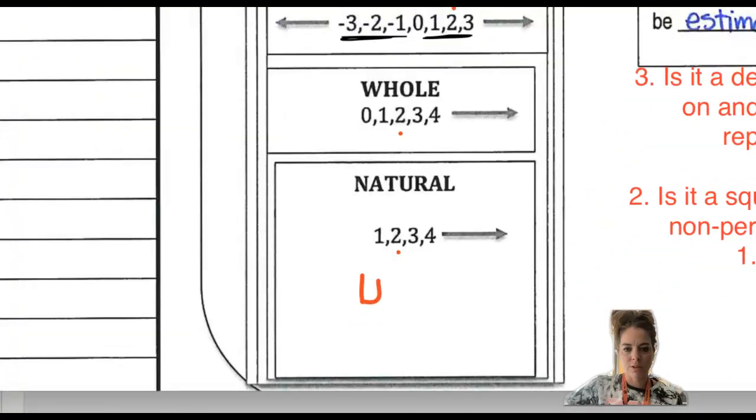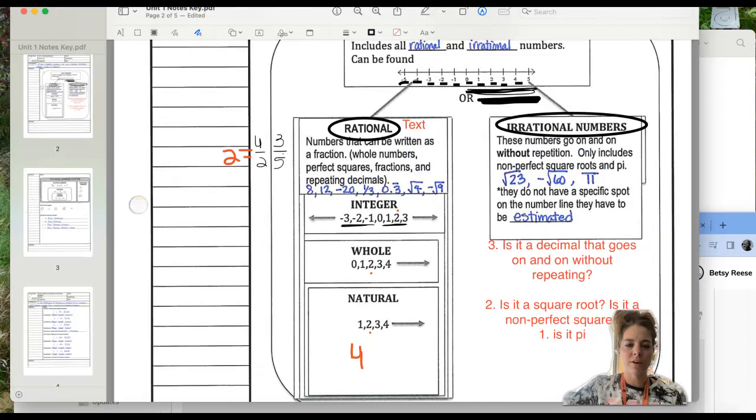Oh no, I do not know how to undo my zoom. 4/2. All right, so unless the fraction can be simplified to a whole number or integer, let's see, oh no, reset zoom. Found it. All right, it's going to stay right up here.